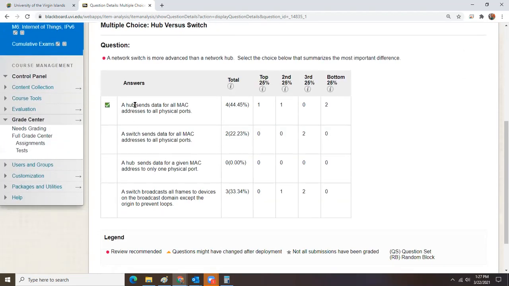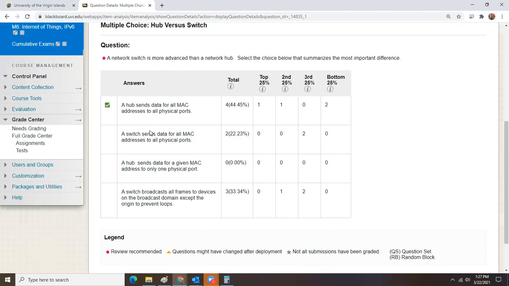So a hub sends data for all MAC addresses to all physical ports. It's just a giant multi-port repeater. So if somebody has a broadcast for a specific person or for everyone, it doesn't matter. Everybody gets it. It just repeats. That's what a hub does. A switch doesn't do that, right?